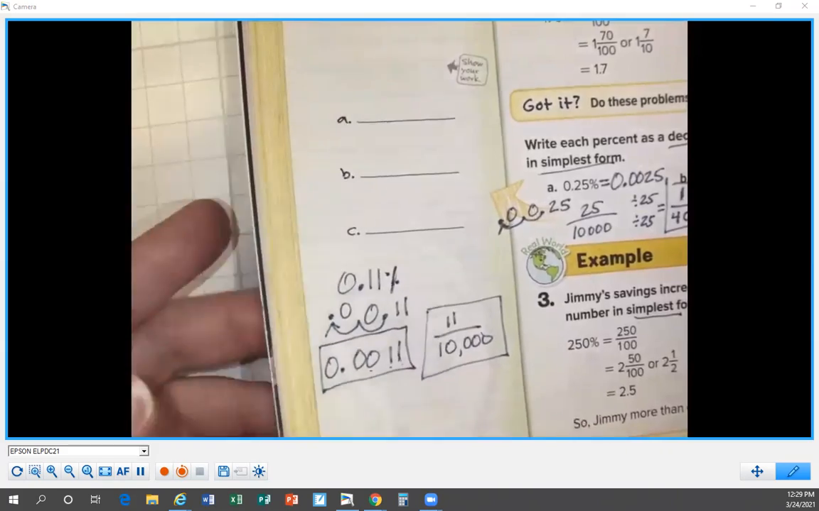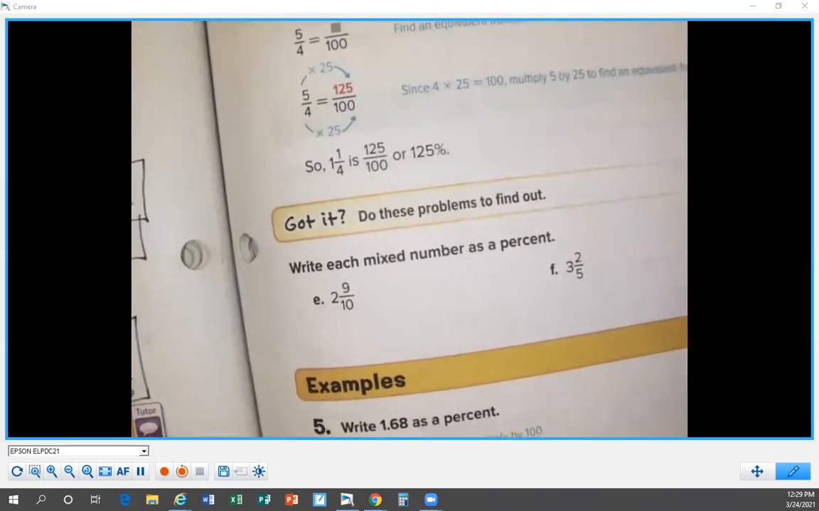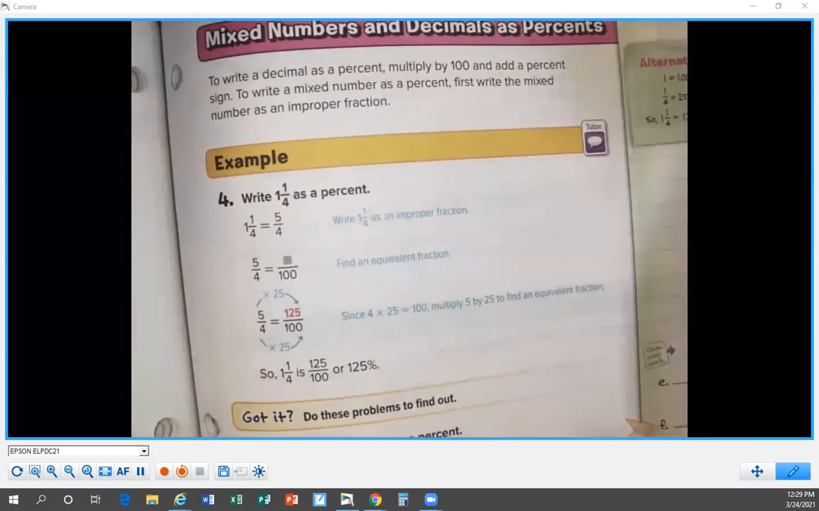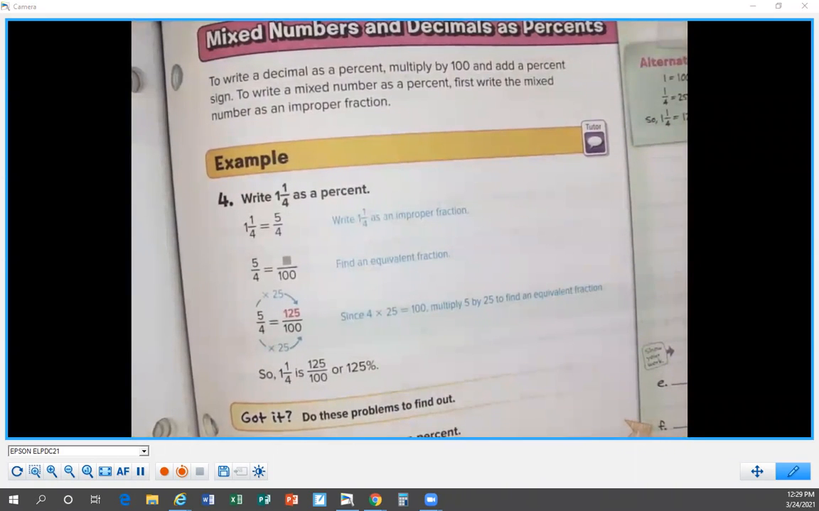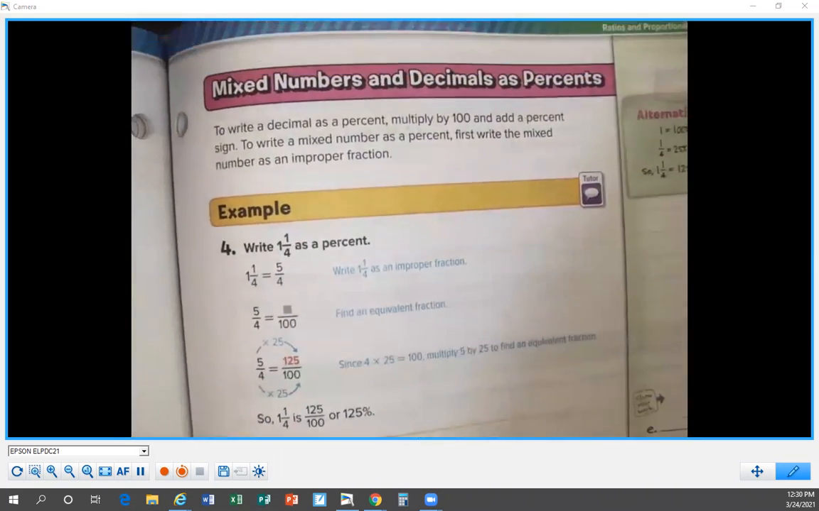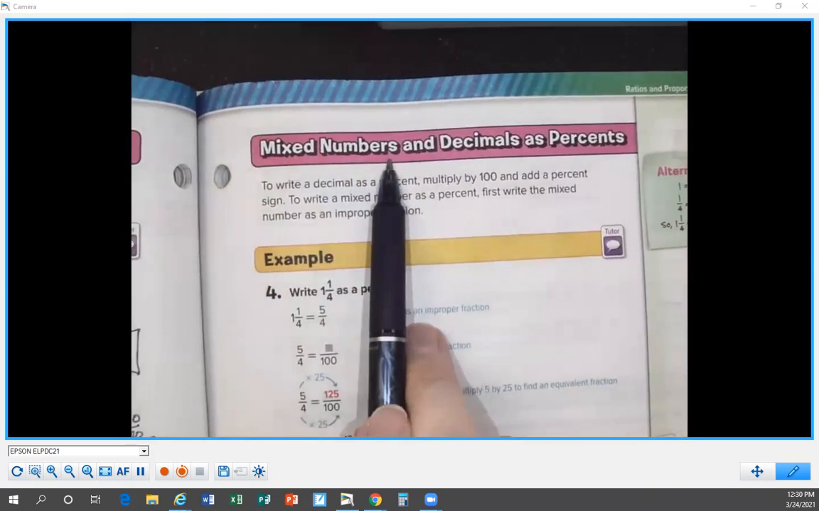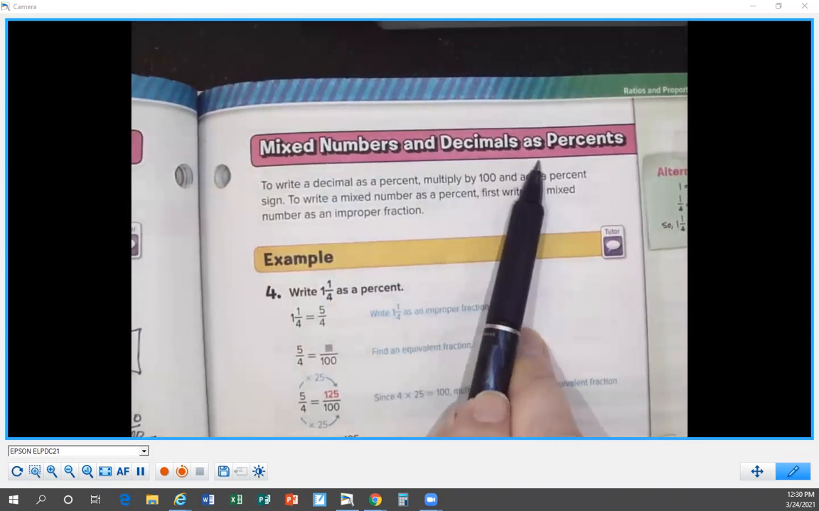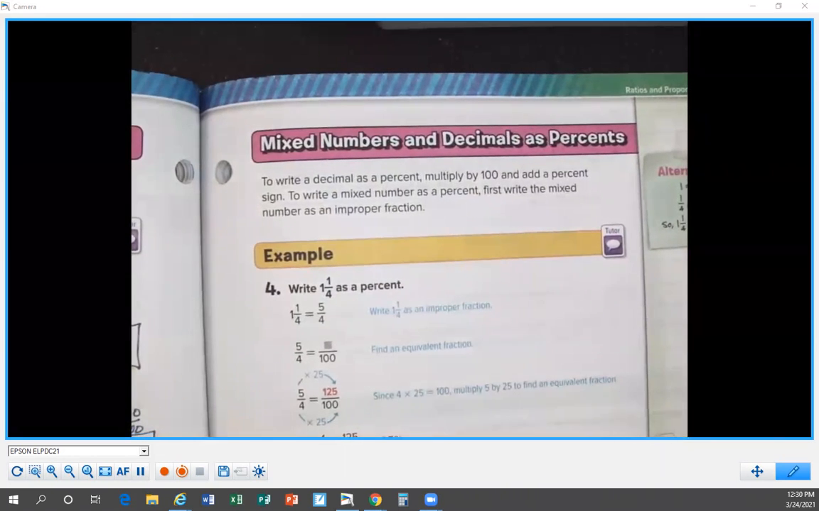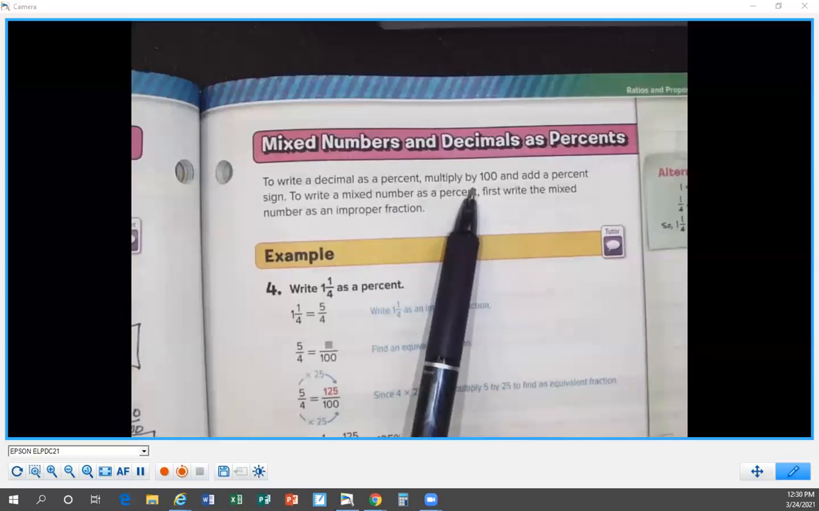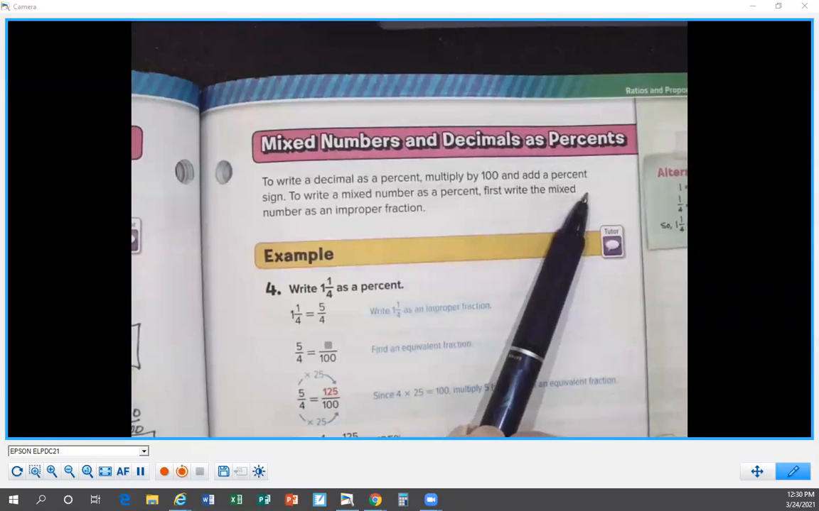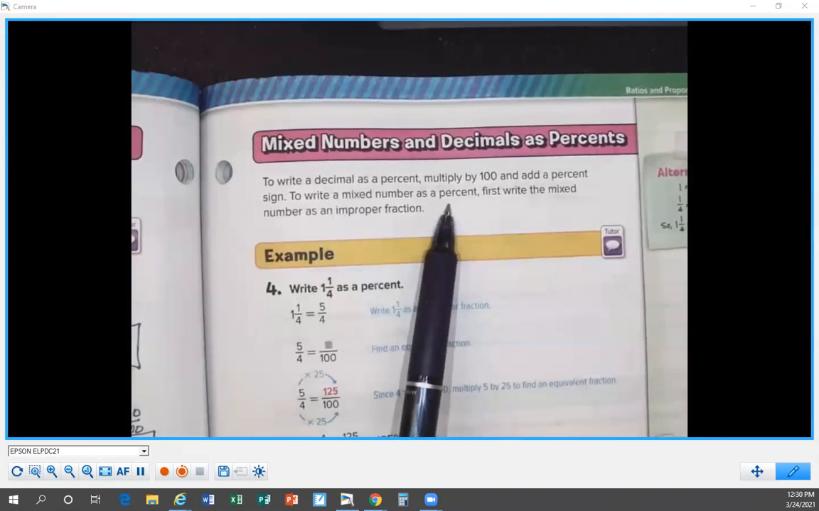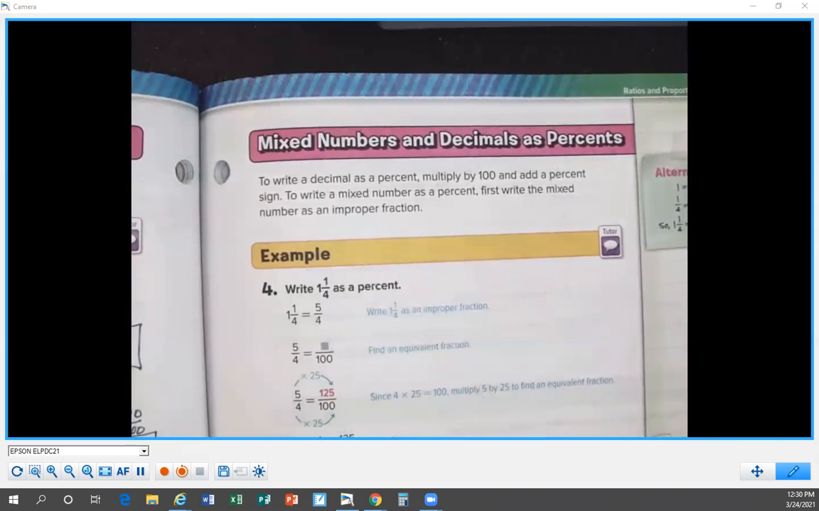Okay, top of page 119. Okay, so now we went from percents to decimals and fractions. Now we're going to go the other way around. We're going to start with either a fraction, mixed number, or a decimal, and then we'll convert it to a percent. So to write a decimal as a percent, multiply by 100 and add the percent sign. To write a mixed number as a percent, first write the mixed number as an improper fraction, and then scale it to 100 as a denominator.